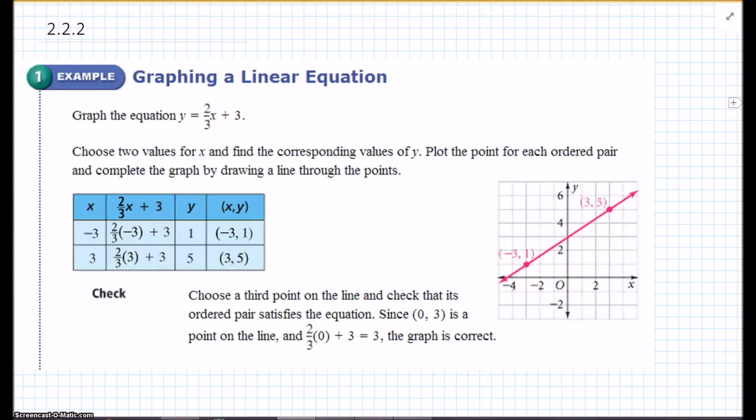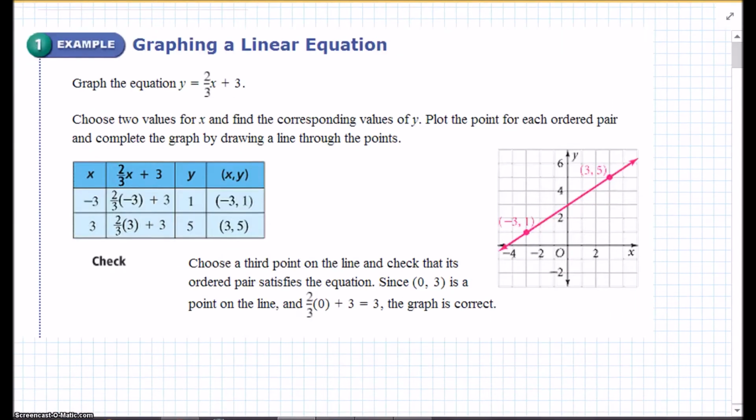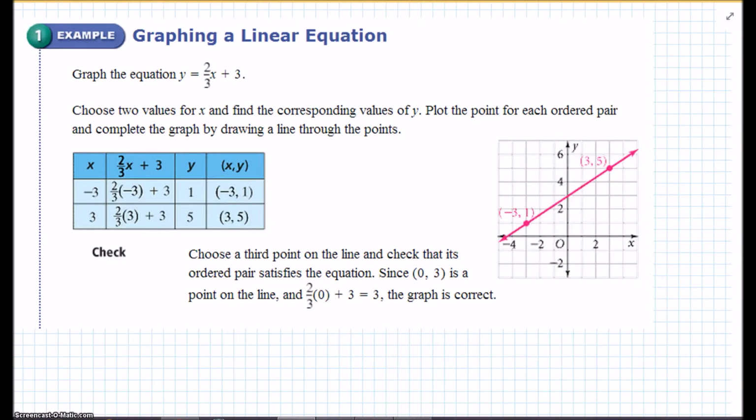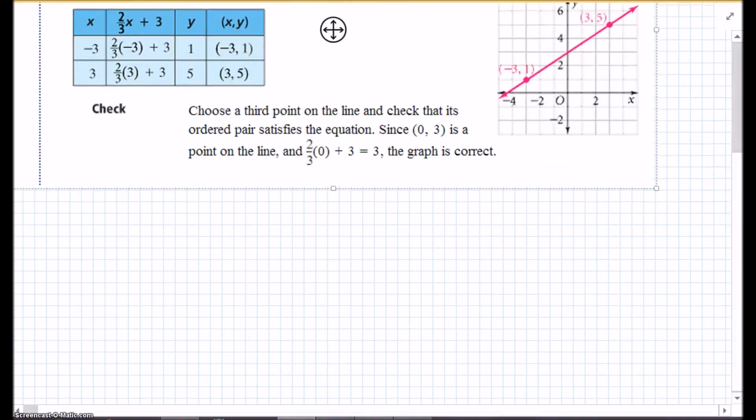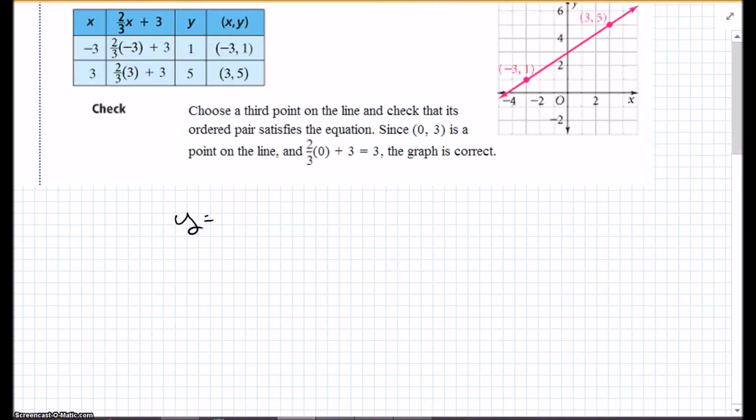So example 1, graphing a linear equation. Graph the equation y equals 2/3 x plus 3. There are a couple of ways to do this. The first one is to choose two values for x, find the corresponding y values, and plot the points for each ordered pair. So let's just do that real quick. We have y equals 2/3 x plus 3, so we're going to have a graph, and we'll do this relatively easily.